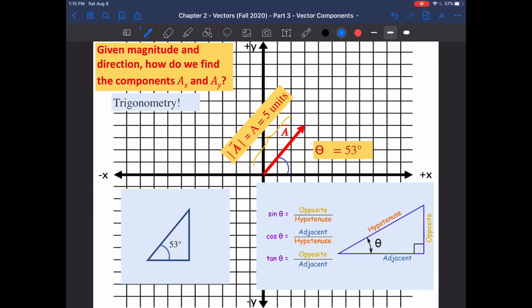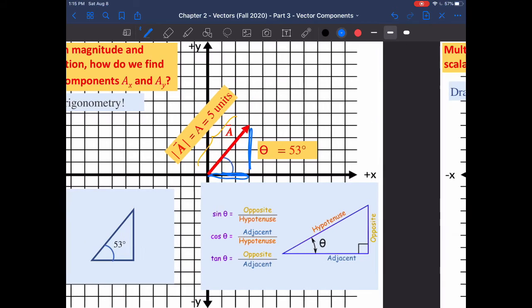And here's our SOHCAHTOA written out. Sine of theta is always going to be opposite over hypotenuse. That's the SO in SOHCAHTOA. Cosine is adjacent over hypotenuse, so that's the CAH in SOHCAHTOA. And tangent, of course, is opposite over adjacent. So in this case, I have this triangle. I can always figure out this side and this side using trig.